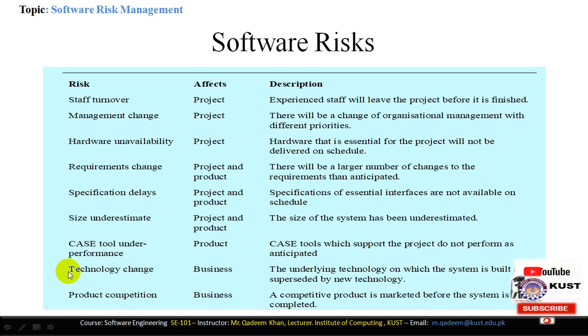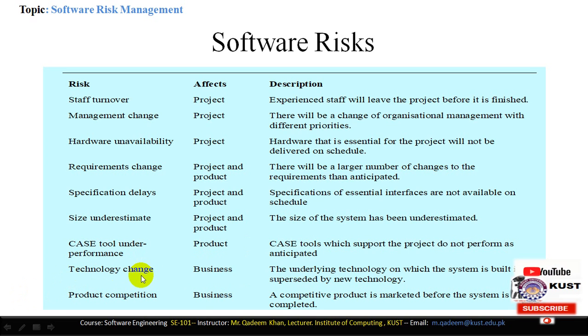Then we have the CASE tool underperformance. CASE means computer aided software engineering. Computer aided software engineering tools include all sorts of compilers, interpreters, database engines, and similarly operating systems and other packages as well. This is a product risk. It can affect the product. So CASE tools which support the projects do not perform as anticipated or as we need. We understand that this CASE tool is very much better, but later on it creates problems for us during the development. That's why it will affect the product.